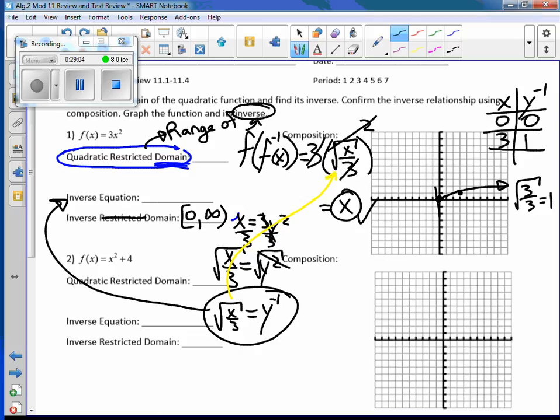Okay. So what's the range? If you look right here, what's the smallest y value? The smallest y value is 0, and this graph steadily goes up and up until it gets to infinity. So that's from 0 to infinity. All right, and there you go. Okay.